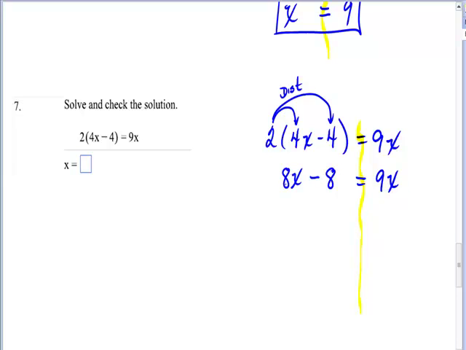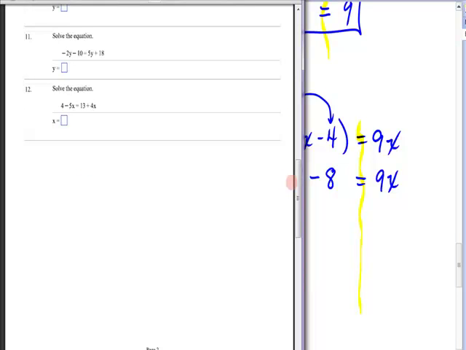Now, do I have variables, x's, on both sides? Yes. We did these back in a previous unit, and you have to eliminate one of them. There is not a right or wrong choice. But I typically choose to get rid of the smaller one. And 8x is smaller.